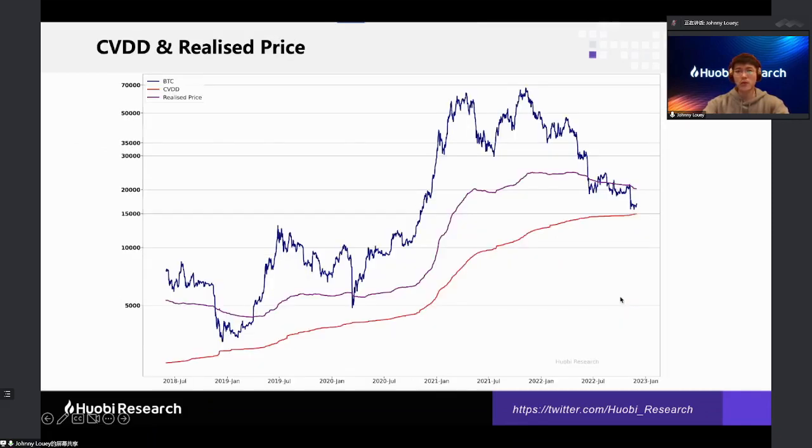Okay. So also CVDD and also realized price here. Nothing special here. We are very close to the CVDD price, and the CVDD actually predicted, not predicted, just fitted into the lowest point of previous cycles for like 4 to 5 times. And I think it is doing pretty well this time also.